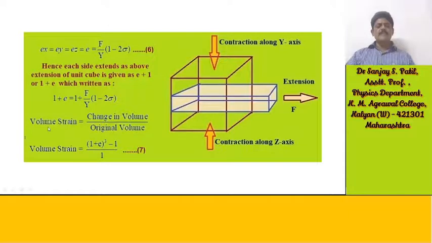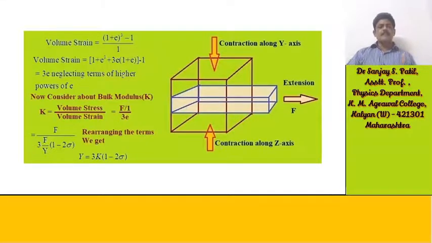Now we will see volume strain, which is equal to change in volume per unit original volume. So volume strain is equal to bracket 1 plus E cubed minus 1, divided by 1. This is equation 7. So volume strain is equal to bracket 1 plus E, bracket complete, raised to 3 minus 1, divided by 1.